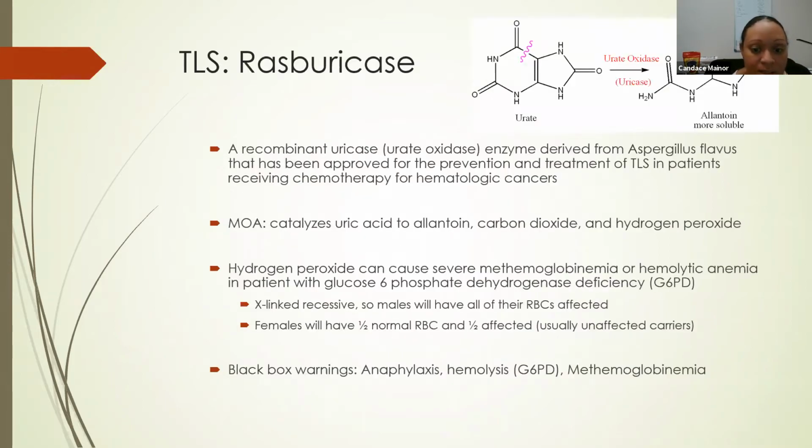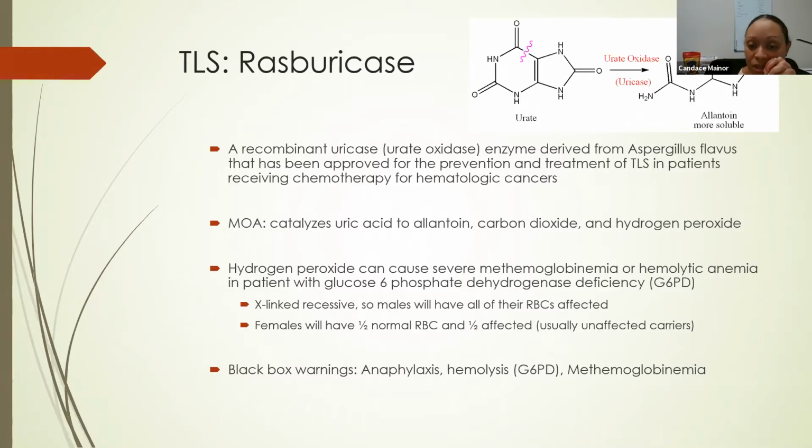Just a little note on respiricase, which we typically give if the uric acid is greater than 6. It's a recombinant uricase enzyme that's derived from the Aspergillus, and it's approved for the prevention and treatment of tumor lysis syndrome in patients receiving chemotherapy for hematologic malignancies. What's important to note about this is that respiricase can cause severe methemoglobinemia or hemolytic anemia in patients with glucose 6-phosphate dehydrogenase deficiency, or G6PD.